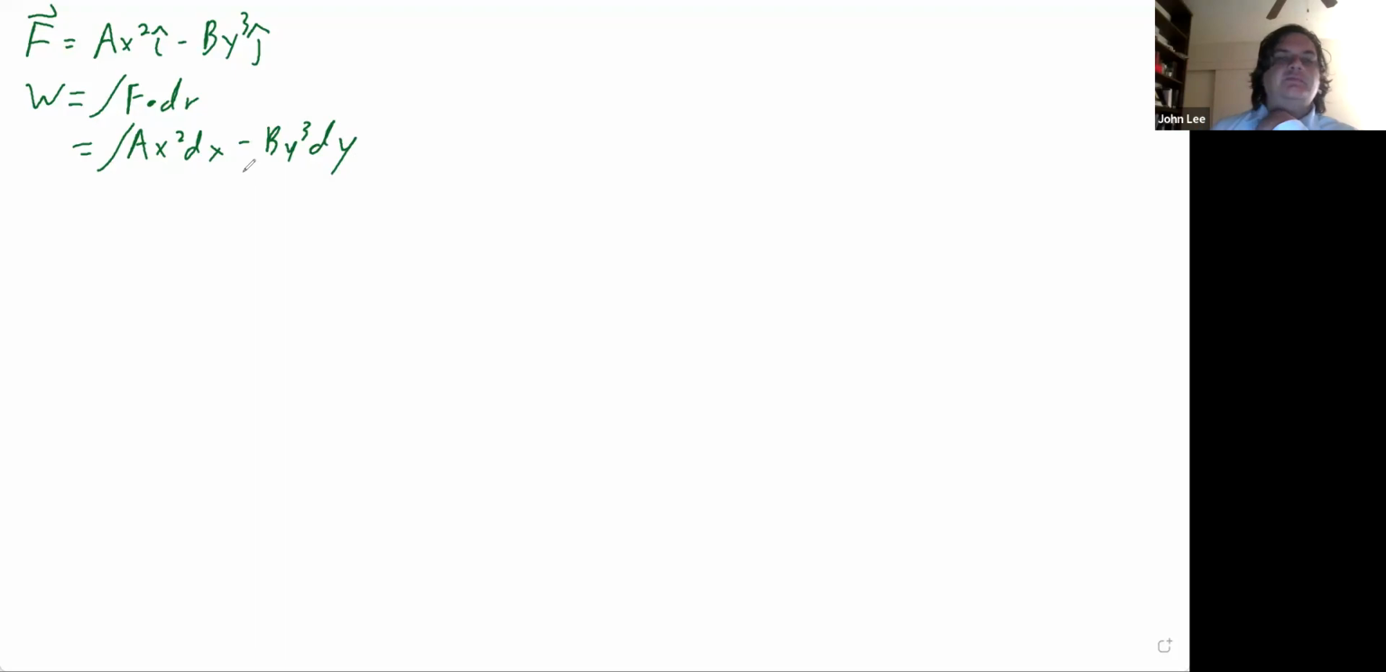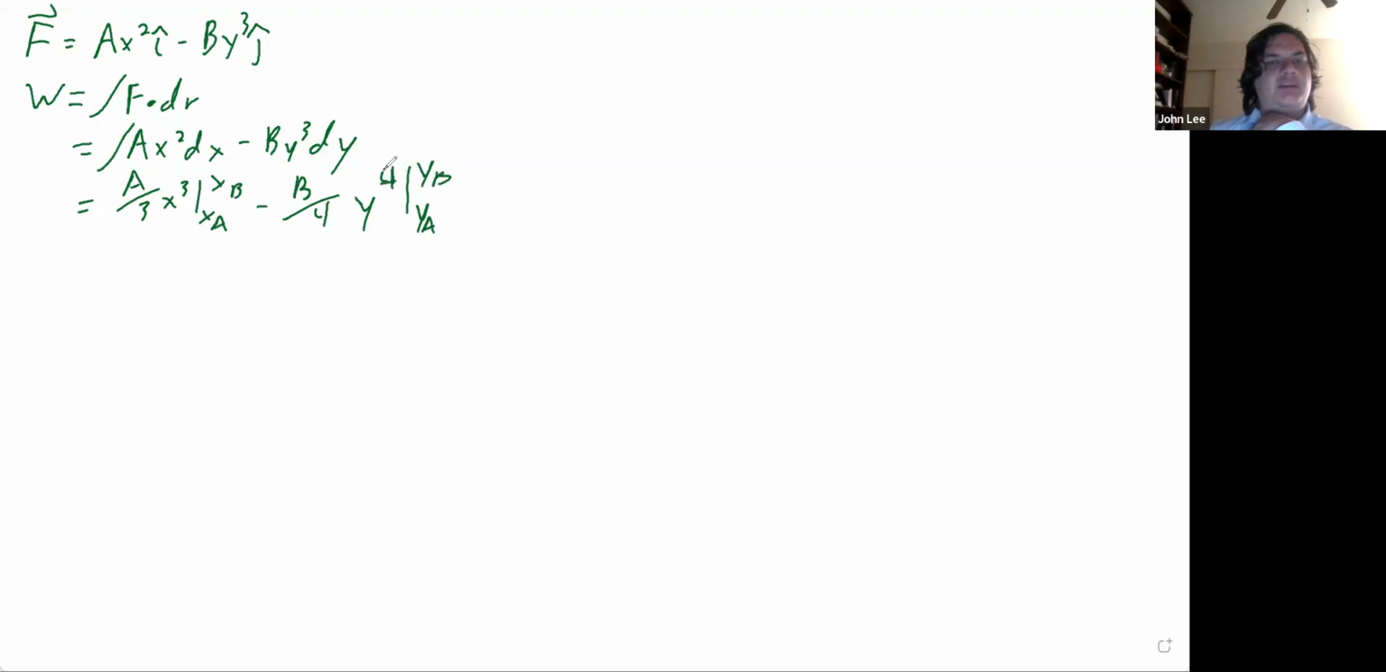Because it's only talking about the work in the x and y components, it's only talking about the work in the direction that's the same as the force that you're looking at. So in this case, it's going to be A over 3 x cubed from xa to xb minus B over 4 y to the fourth from ya to yb.